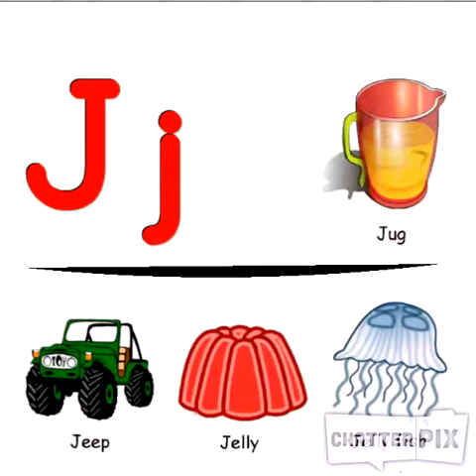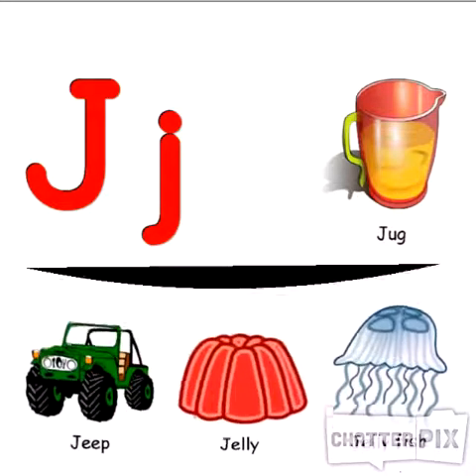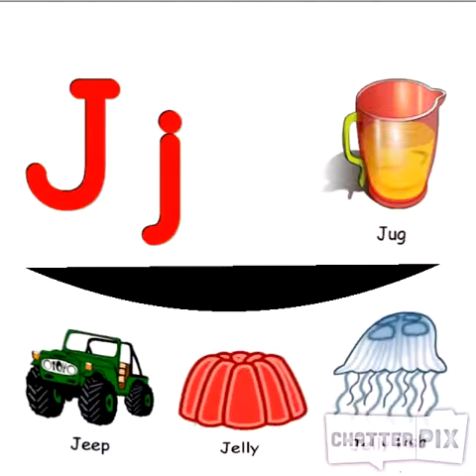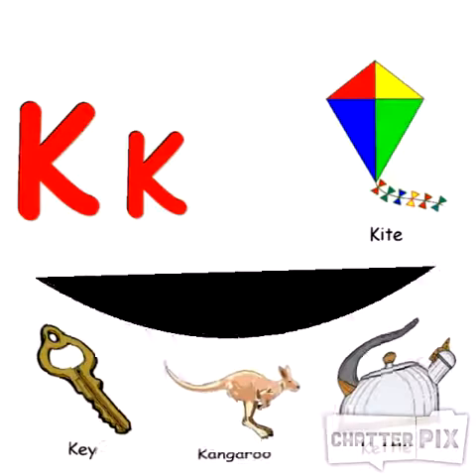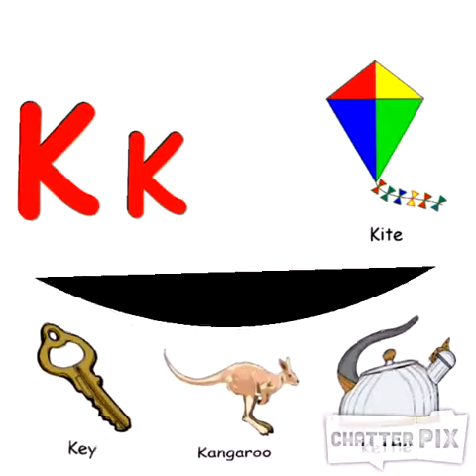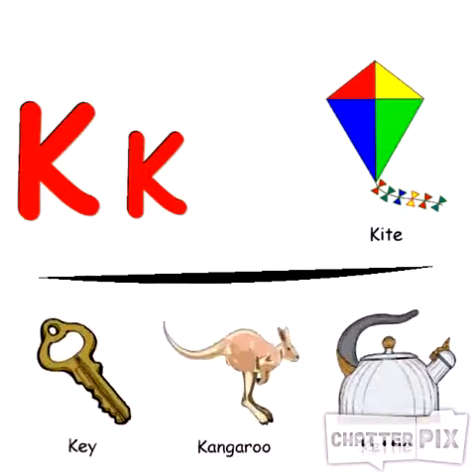J. Jug J. Jeep J. Jelly J. Jellyfish J. Next letter is K and sound of K is K. K. Kite K. Key K.